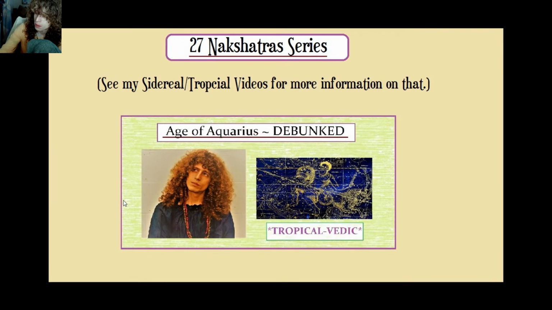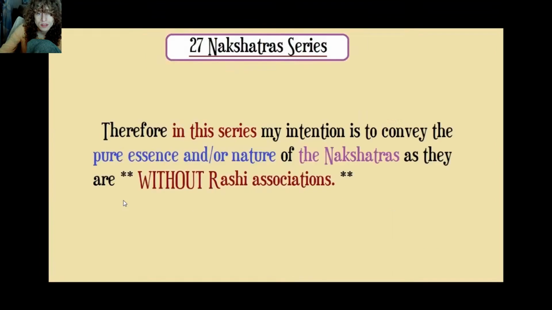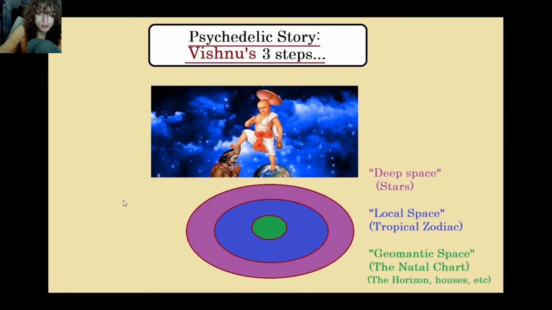To be honest with you, how I'm rolling in this series is that I don't want to convey the nakshatras as having any rashi associations. I'm more interested in showing the pure nature of these nakshatras. In the tropical ideal of things, we consider that the deep space of the sidereal nakshatras is different from the local space of the zodiac, and that's also different from the geomantic space of the houses, the horizon, etc. So these are three different wheels of the astrology chart.